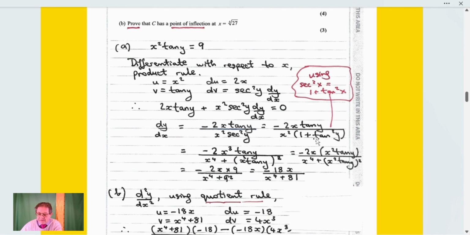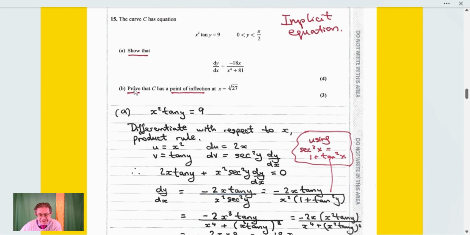So we replace sec squared y by 1 plus tan squared y. I'm going to multiply the top and the bottom by x squared, because on the bottom that will give me x to the 4 plus (x squared tan y) squared. And I know x squared tan y is 9. So on the top I end up with minus 2x times 9, and on the bottom with x to the 4 plus 9 squared, which is minus 18x over x to the 4 plus 81, as required.